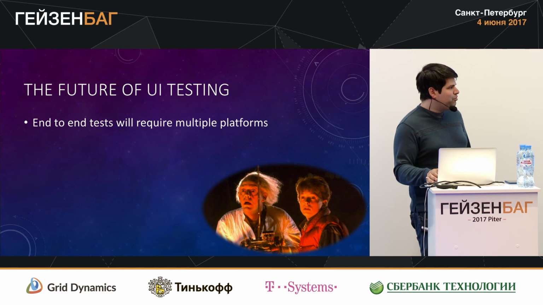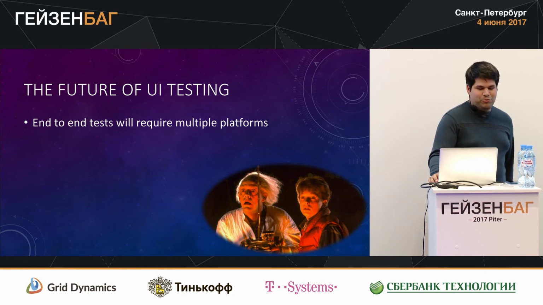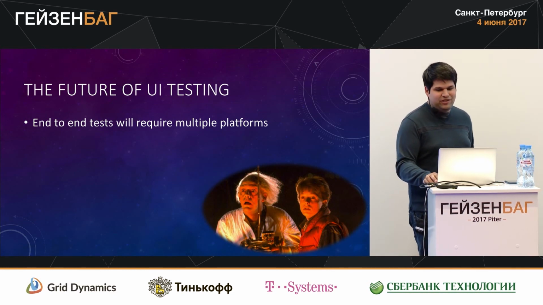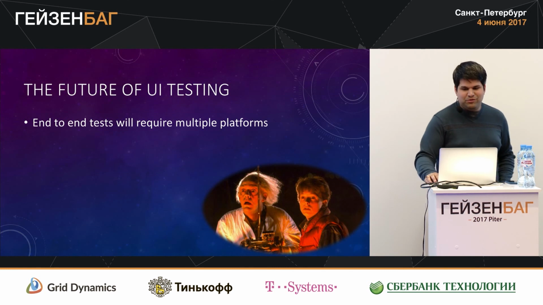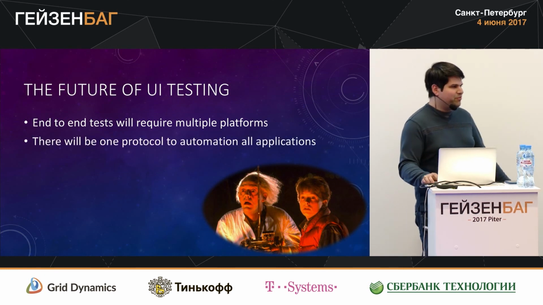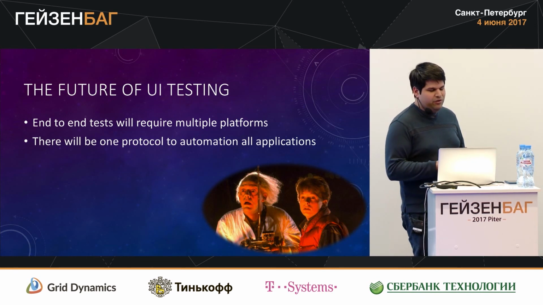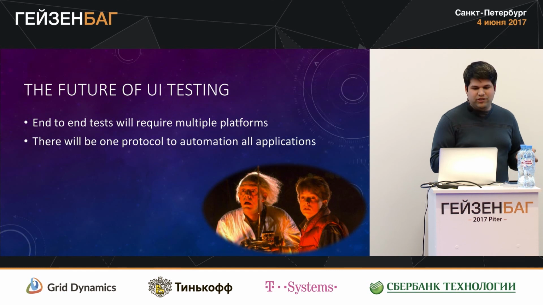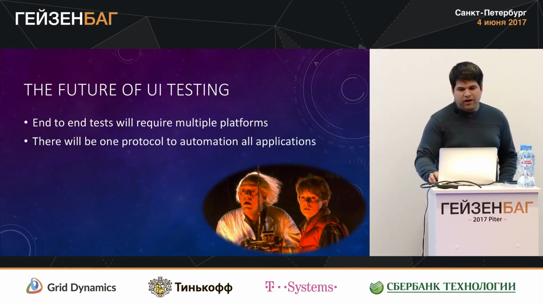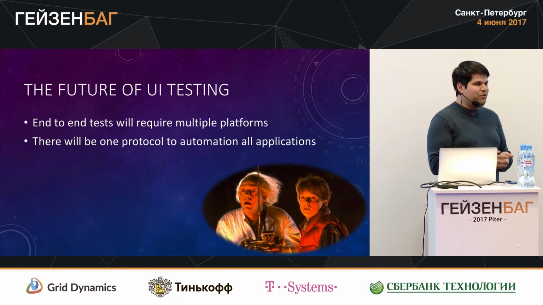So in the future, end-to-end tests will require multiple platforms, and they will do it, as you've seen with the band. And if you want to try a web/iOS/Android scenario, that currently works with Appium. There will be one protocol to do everything, much like there's one protocol on the web to display a page, that being HTML, or there's HTTP to send data from point to point, or TCP, or all the protocols you can think of. There's going to be one for automation.